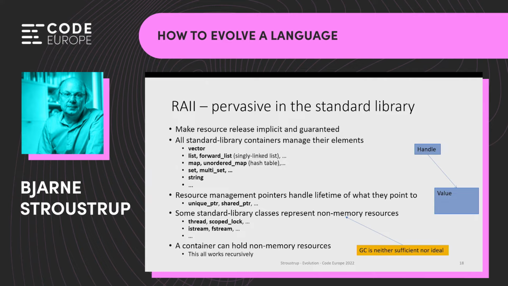garbage collection is neither ideal nor sufficient. It takes up resources, it makes timing unpredictable, and a lot of these things are in the handle and value model of things. You provide an interface that's convenient and gives you the semantics you want, and then you implement it with something else.